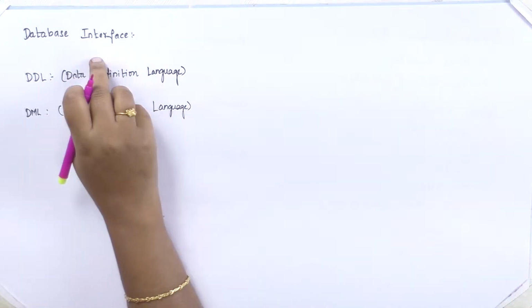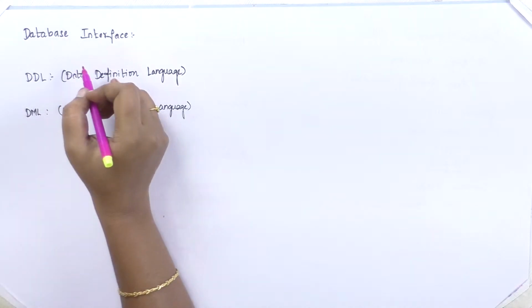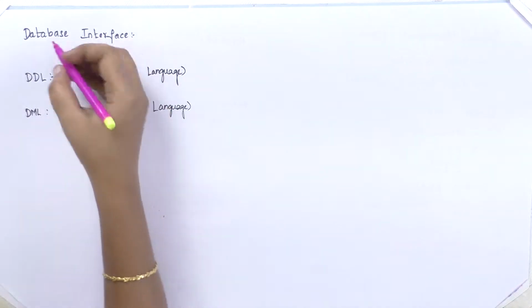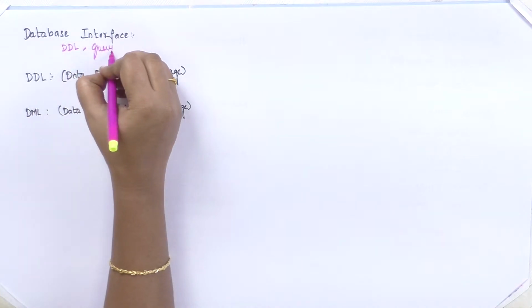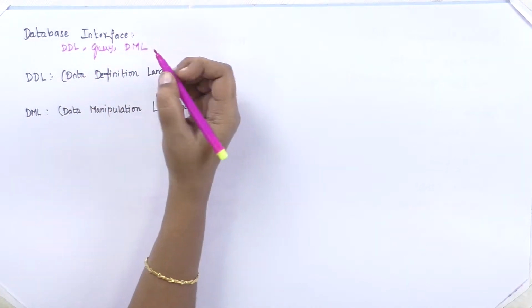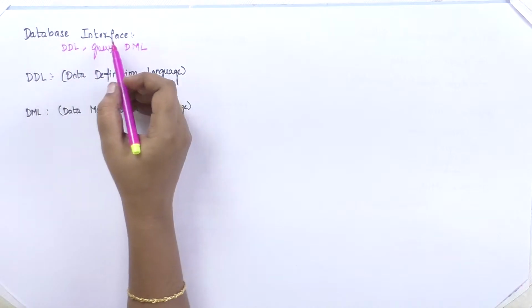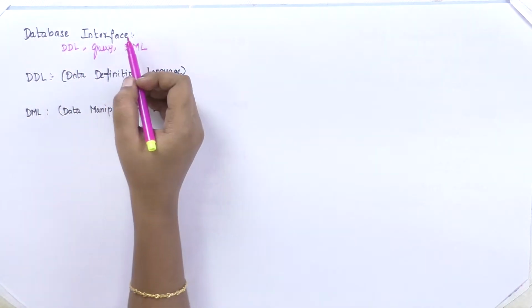We are going to see about database interface. The interface for a database must include a data definition language, a query, and a data manipulation language. So a database interface should have all these three things in it.